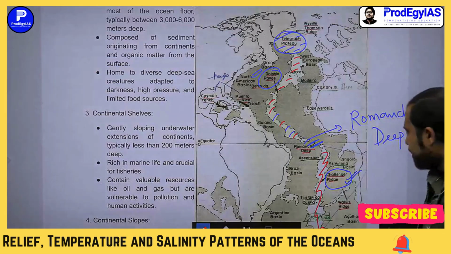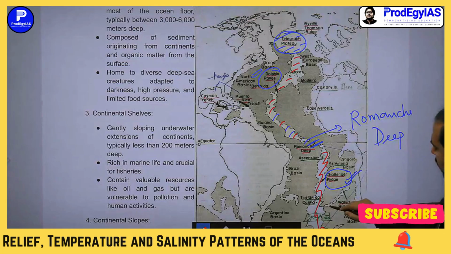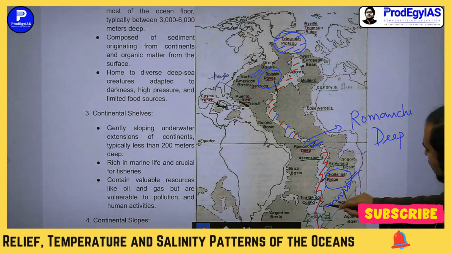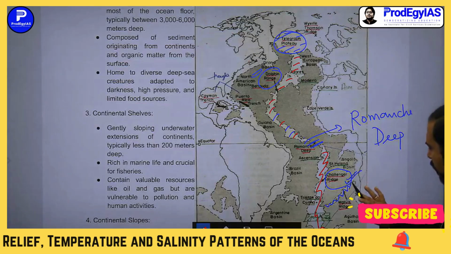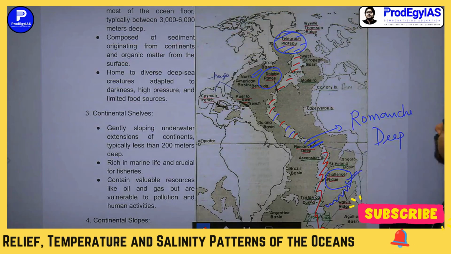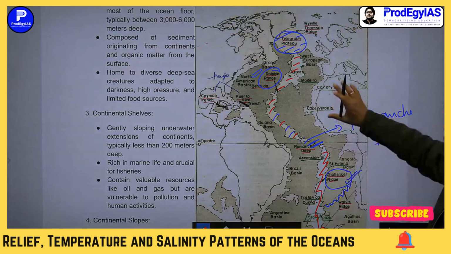Right? There are some branched ridges like this Walvis Ridge. They are not so important though. Only write down the important features.